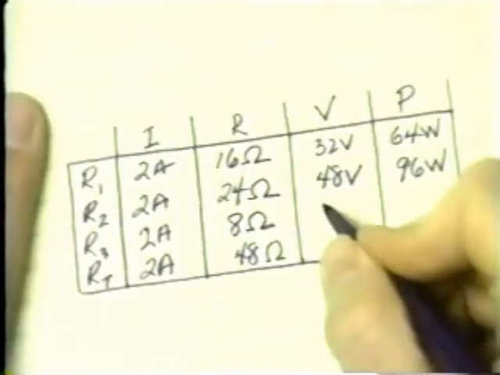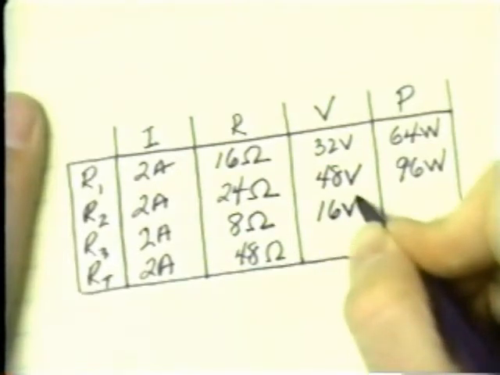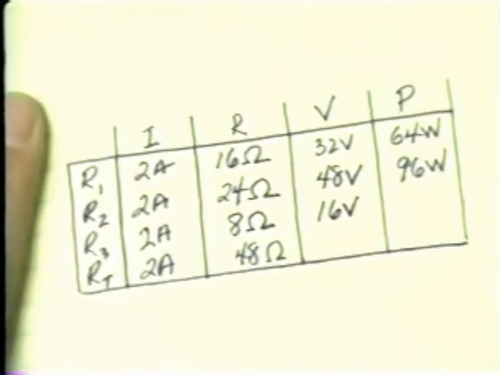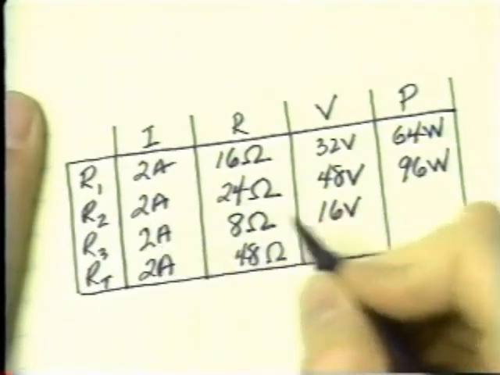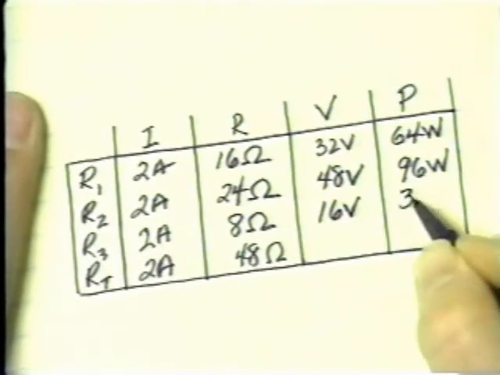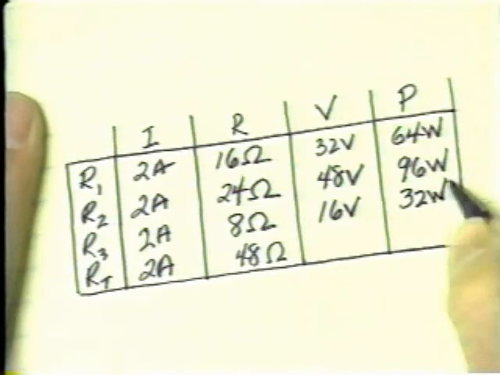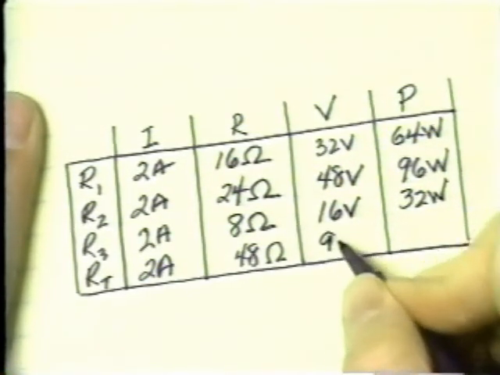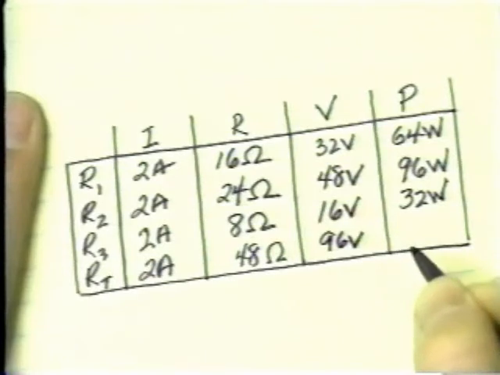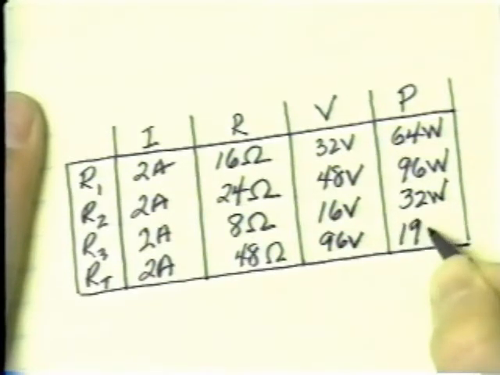Now you can solve for V3 using Ohm's law. 2 amps times 8 ohms equals 16 volts. P3 is found easily now using the power equation. 2 amps times 16 volts equals 32 watts. Now calculate the totals for the 2 remaining columns. The total supply voltage equals 96 volts, and the total power equals 192 watts.